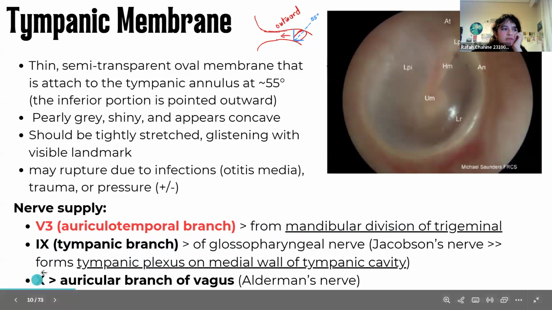And then lastly, we have the vagus or cranial nerve number 10. That will give us the auricular branch of the vagus. And that is also known as Alderman's nerve.